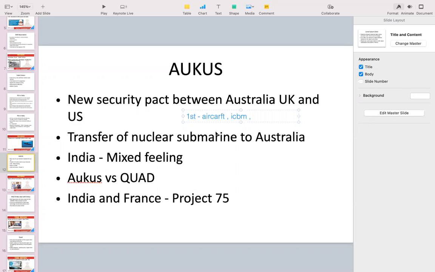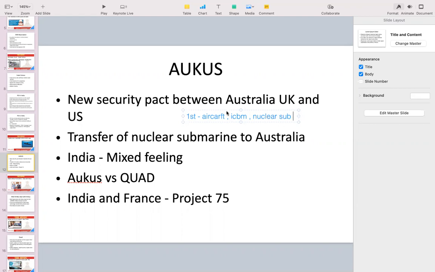Then the third strike capability is having a nuclear submarine. If both the first and second strike capabilities are not working, then you will have a submarine sitting somewhere in the ocean, which nobody will know of. And if such a scenario comes, they will launch the nuclear attack.